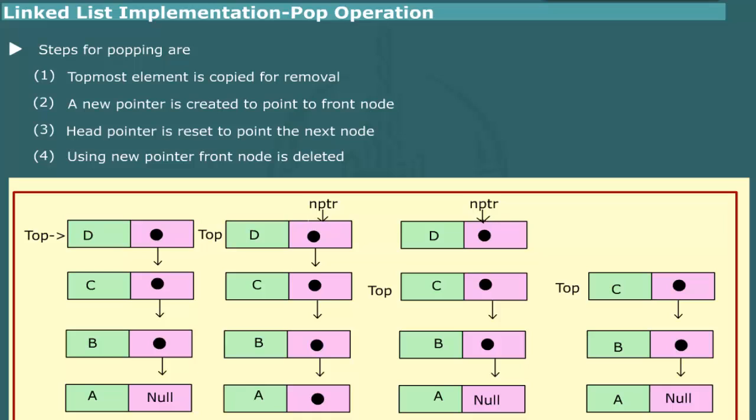The isEmpty method simply checks whether or not the head pointer to the list is set to null. The getTop simply copies and returns the content of the front node. The node is not removed.